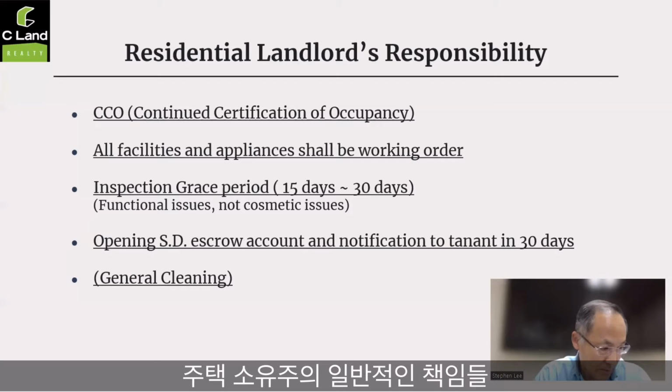So the CCO is necessary, even though it's kind of a cumbersome headache. It's not a big issue, but sometimes a big issue, especially in sales cases, while tenant cases are less affected, but still some towns are very strict about the CCO. And second thing is, of course, all facilities and appliances shall be in working order. Doesn't need to be brand new, doesn't need to be fancy, but has to be in working order.